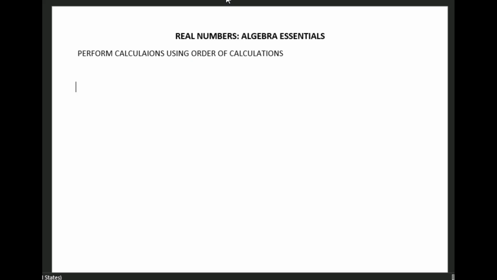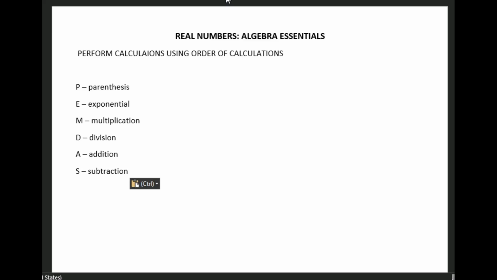In today's tutorial, we shall be talking about the order of performing calculations. There is a particular order of calculation we need to follow in calculating any mathematical expression, especially the ones with plus, minus, times, and all other binary operations in mathematics. And that order is given in this acronym PEMDAS.